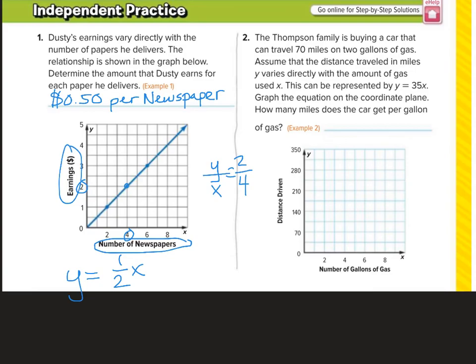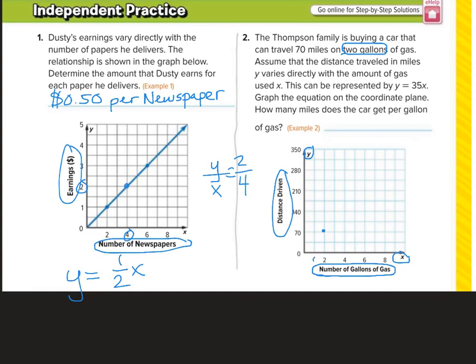As I look at the graph, I see the number of gallons of gas is the x value, and the distance driven is the y value. So I can write 70 miles in 2 gallons as my first coordinate. So 2 gallons, looking at the x, would be (2, 70). And then my variation would be y equals 35x.